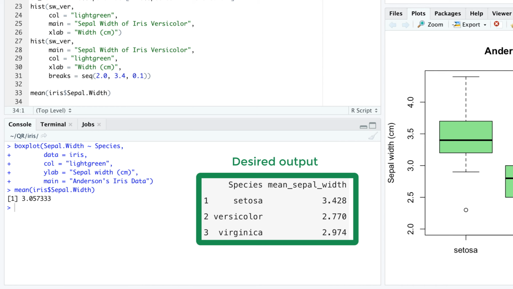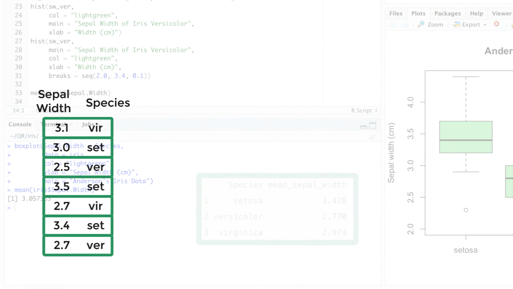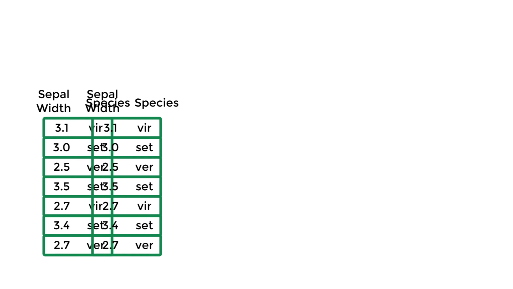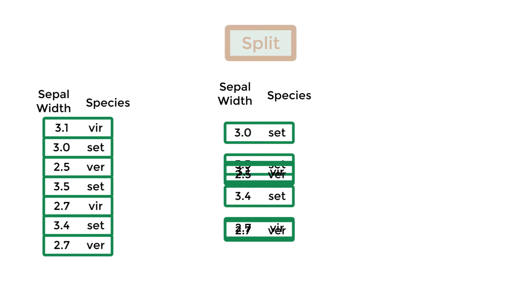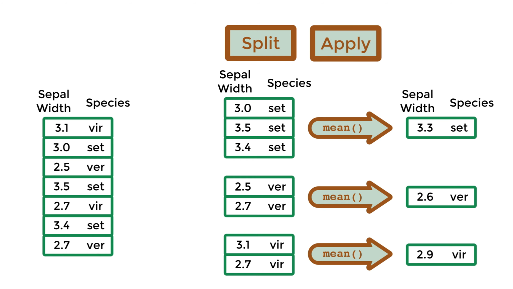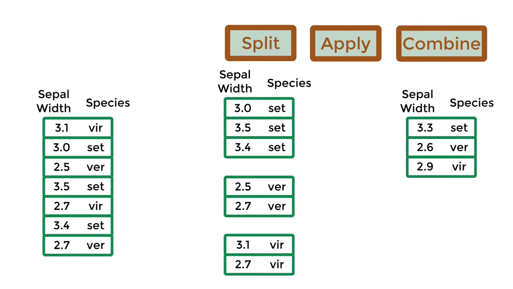Let's look at a simple example to clarify the steps involved in this calculation. Here is a data frame with two columns, sepal.width and species. As a first step, we have to split the input data frame into three separate data frames, that is, one for each species that occurs in the species column. Then we apply the mean function to the column with the sepal widths, separately for each of the three species. Finally, we combine the three means and the three species names into a data frame.